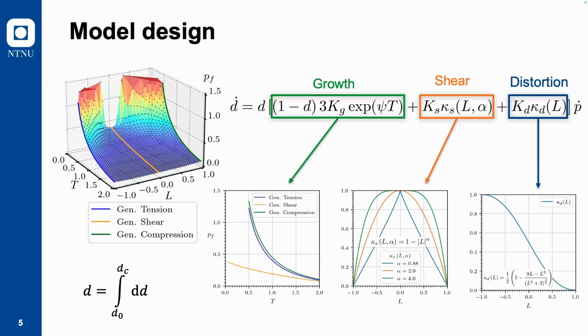So the first term in the equation, labeled growth, is there to ensure the monotonic decrease. The second term, labeled shear, is there to ensure the half pipe shape. And the third term, labeled distortion, is there to mimic the tilting of the surface. We also see that this expression is the rate of the damage, d dot, which means that the damage itself can be obtained by means of integration. That is also utilized when making a locus form of this rate form.